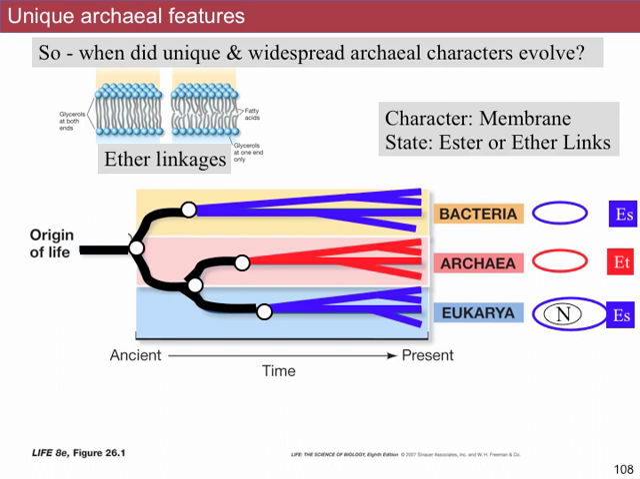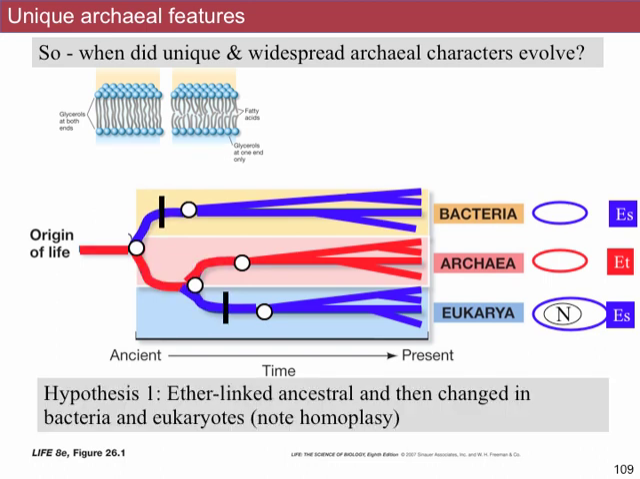So let's map that onto the tree. Here's a feature that Archaea have that's different in bacteria and eukaryotes. What are the different evolutionary scenarios? It could have been ancestral. Given the tree we have here, that would require a separate loss event or change event in bacteria and eukaryotes.